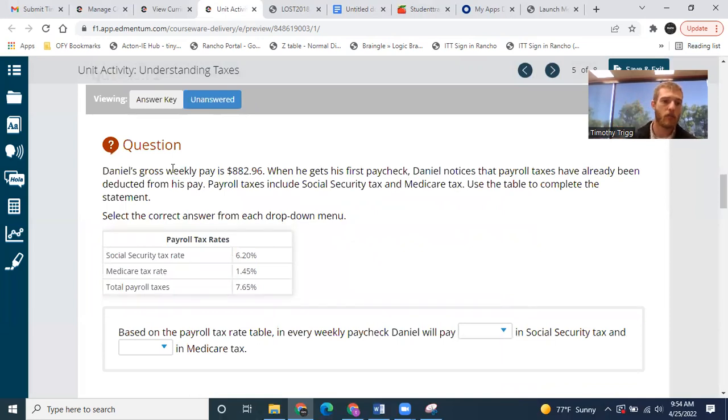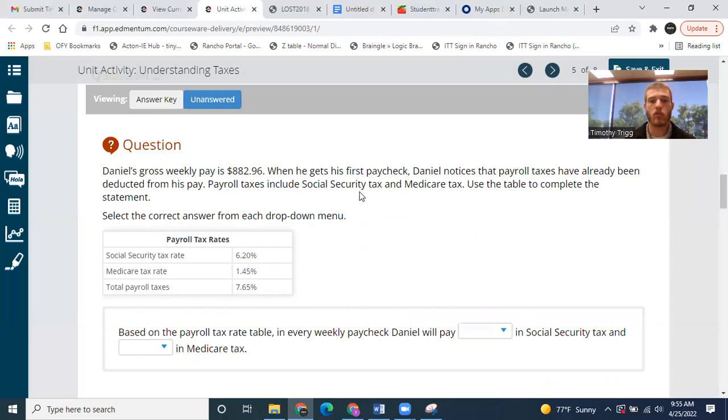You can see Daniel's gross weekly pay is $882.96. So that's the gross pay, but that doesn't mean that's how much is on the check that he gets. How much is on the check would be his net pay. Now, to figure out his net pay, we're going to have to deduct taxes and any other things, but mostly taxes. So his weekly gross pay is $882.96. When he gets his first paycheck, Daniel notices that payroll taxes have already been deducted from his pay.